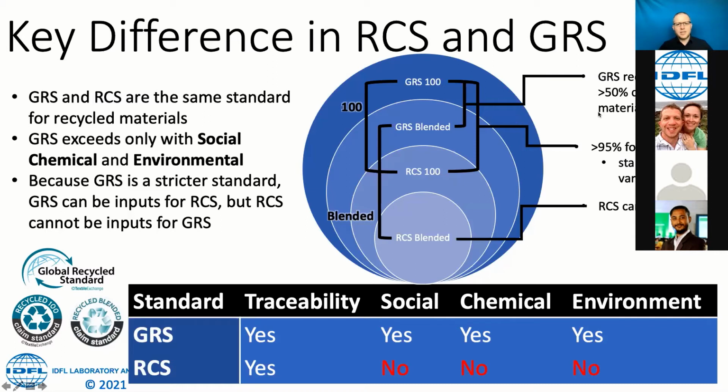The other thing is that the GRS requires greater than 50% certified material. You need to have at least 95% in order to meet the GRS or the RCS 100, whereas RCS can start at 5%. So if you have a material that's basically 5 to 49%, it's probably best to work with the RCS. And if you don't have the chemical, social, and environmental requirements, then the RCS is a better standard. If you do have the social, chemical, and environmental stuff in line already, and you have something greater than 50%, then the GRS would be a better standard.